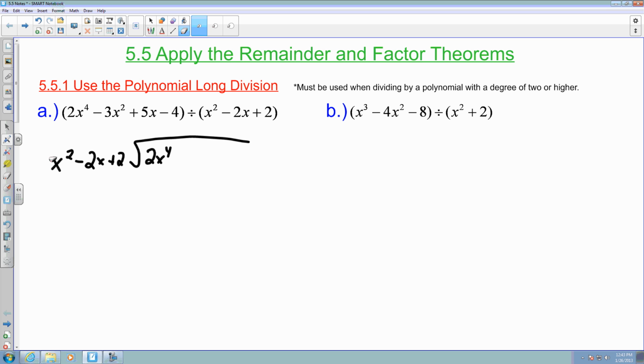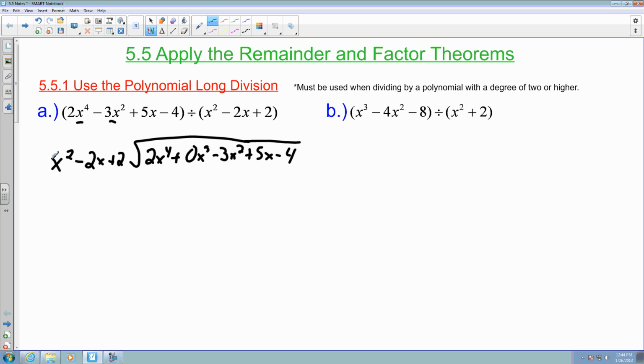First thing you have to keep in mind is that the same rules apply. See how I have x to the fourth here? Now I have x squared, but I don't have x to the third power. We still have to input x to the third power into our long division. So how we write that is plus 0x to the third, then minus 3x squared plus 5x minus 4. Sorry about that.